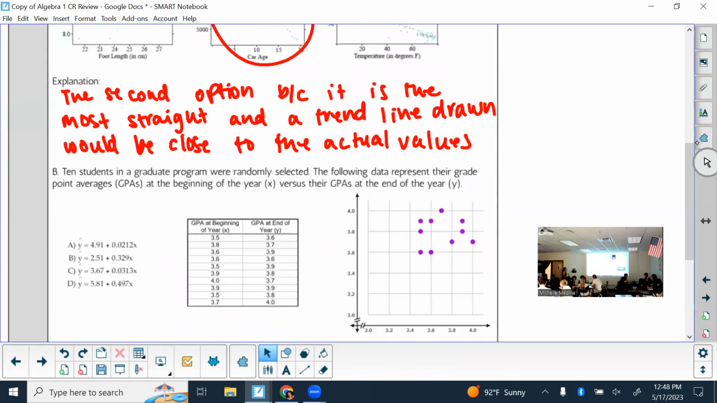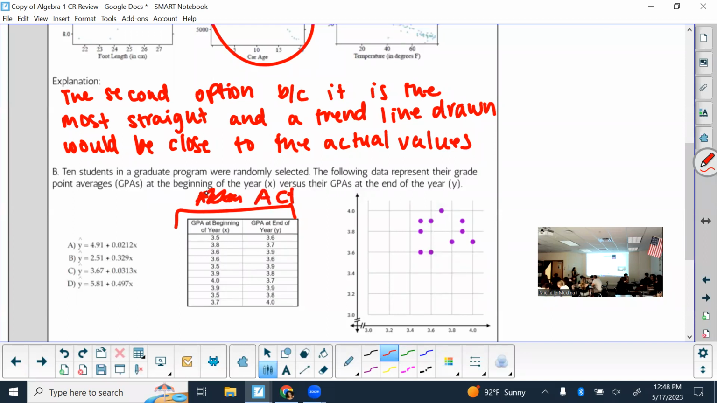So 10 students in a graduate program were randomly selected. The following data represents their GPA at the beginning of the year versus at the end of the year. And it's in a table. That's our actual data. And hold on, I just wrote that up. And then also in the scatter plot.